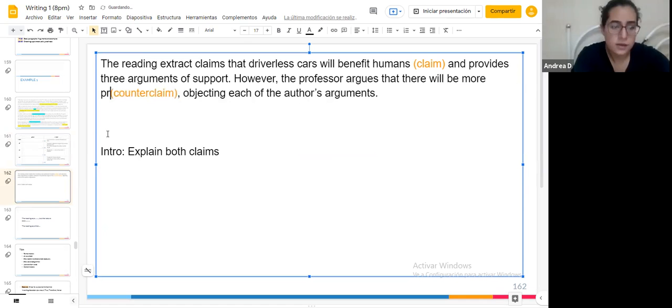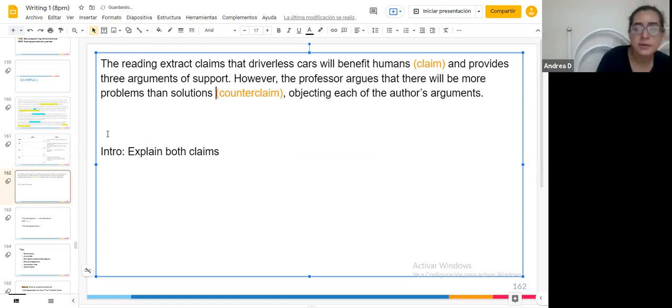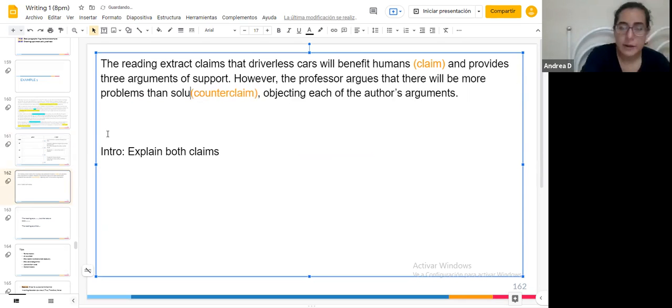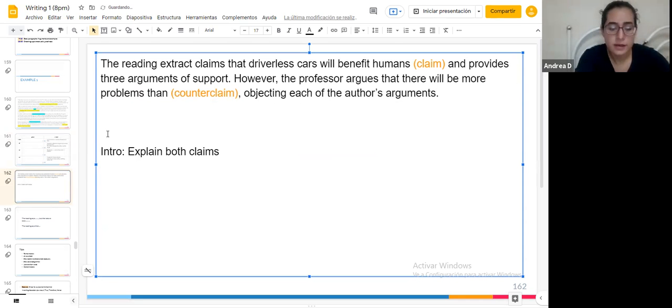Okay, I like that. More problems than solutions, or maybe more problems than advantages or than benefits, or because they're not really solutions, right? Problems than, I don't know. Okay, we'd say benefits. That's another thing.